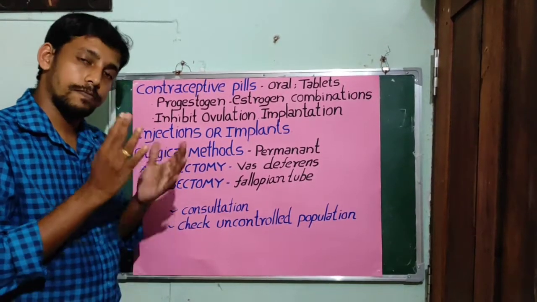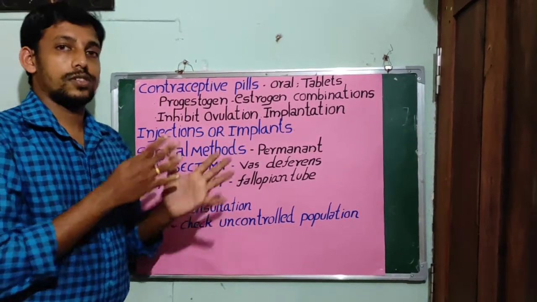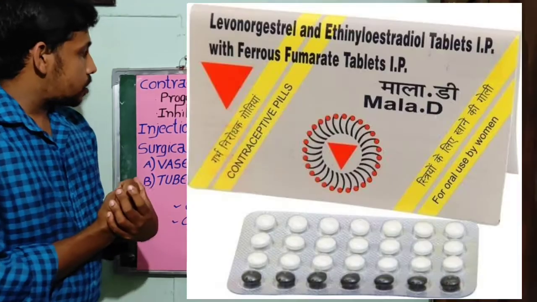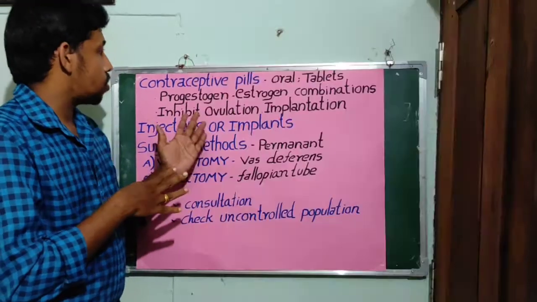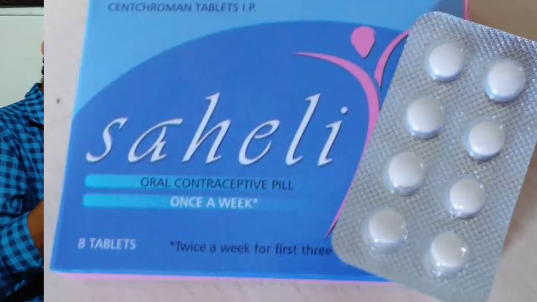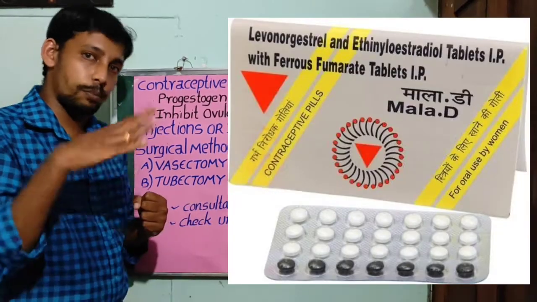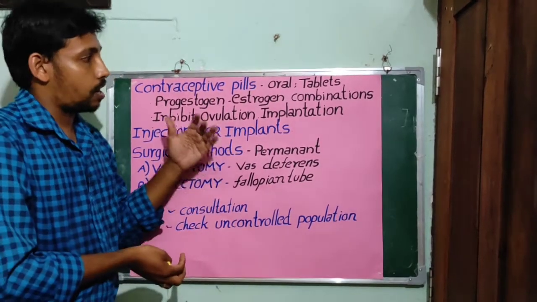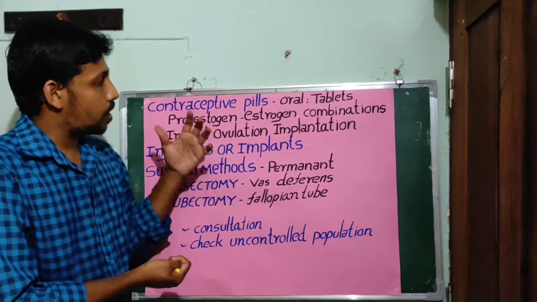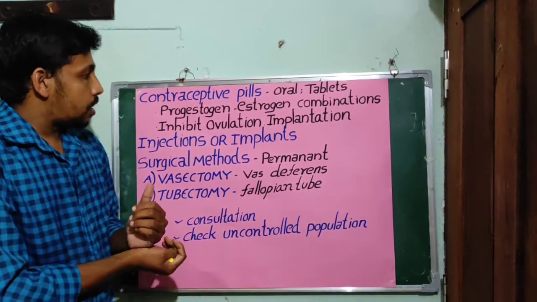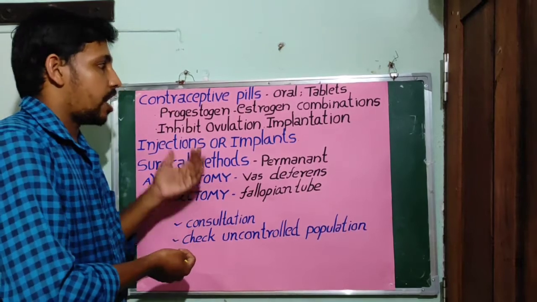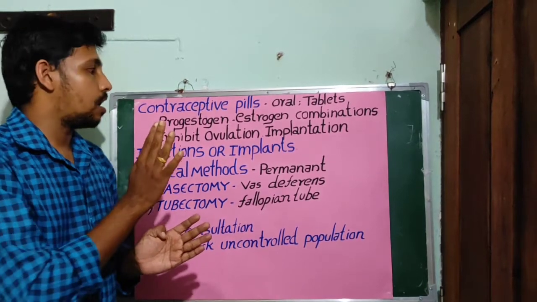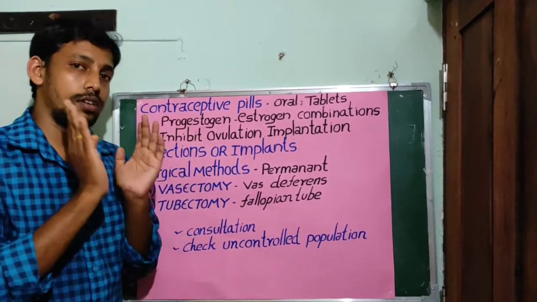One of the most common contraceptive pills, which we have discussed in the last class, is Saheli. And Mala D is another type of contraceptive pill. Saheli has to be taken weekly. Mala D is a daily tablet, a daily pill. This is taken by the female, and it is one of the most well accepted. It has fewer side effects, and it is highly effective.